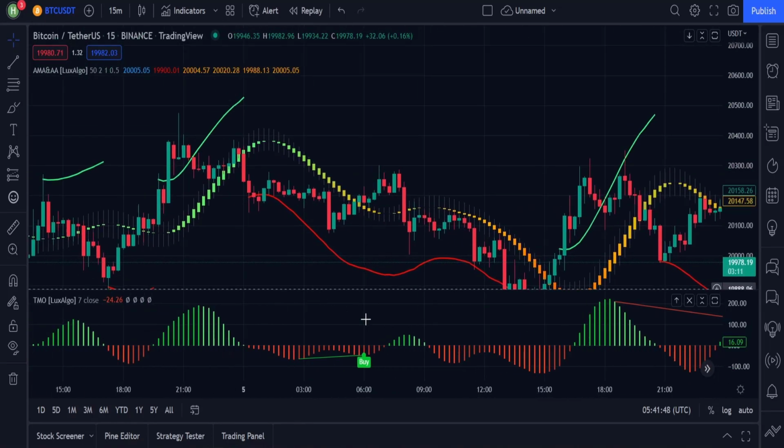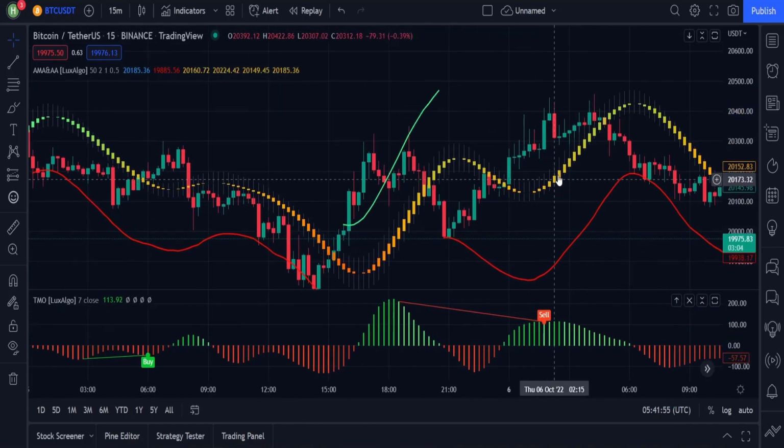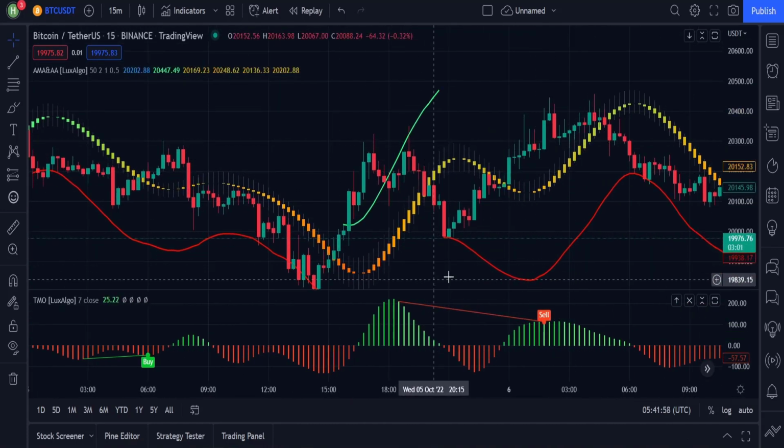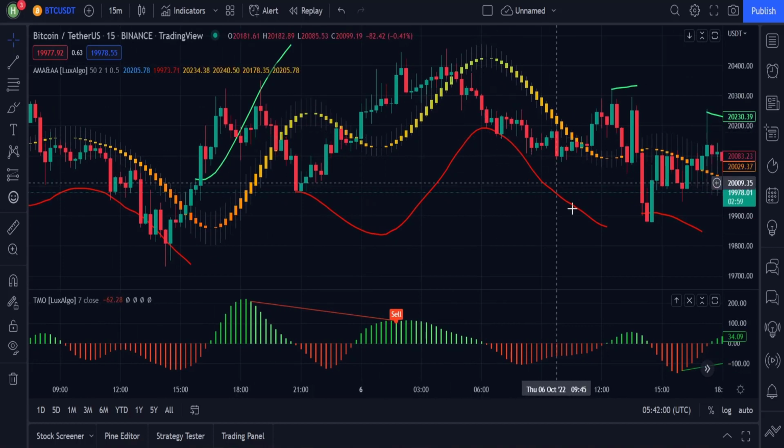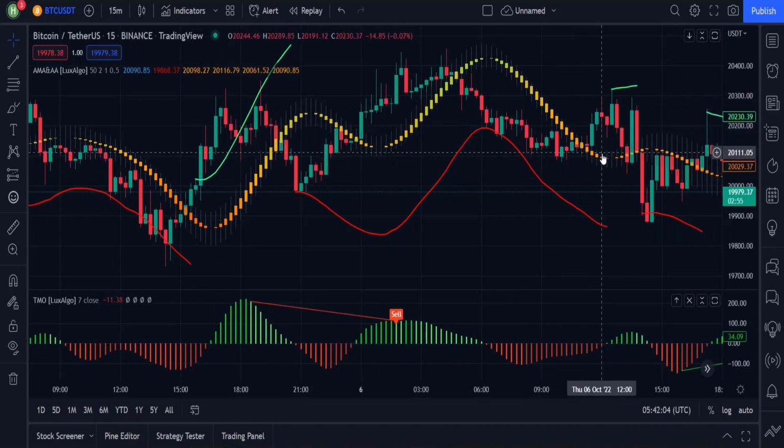Generally speaking, when the price action is in an uptrend, the indicator gives us a green line, and the smooth candles will be increasing in value. On the other hand, when the price action is in a downtrend, this indicator gives us a red line and the smooth candles are usually decreasing in value.